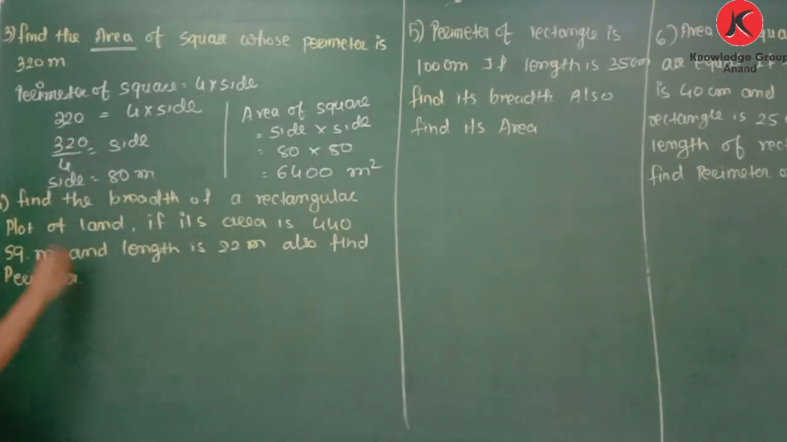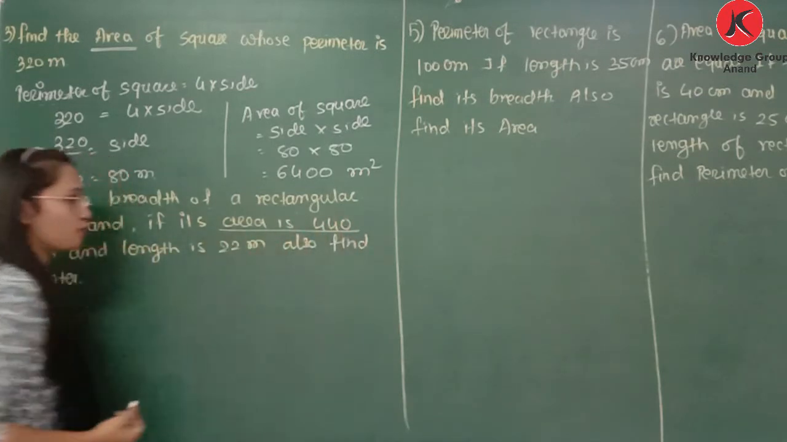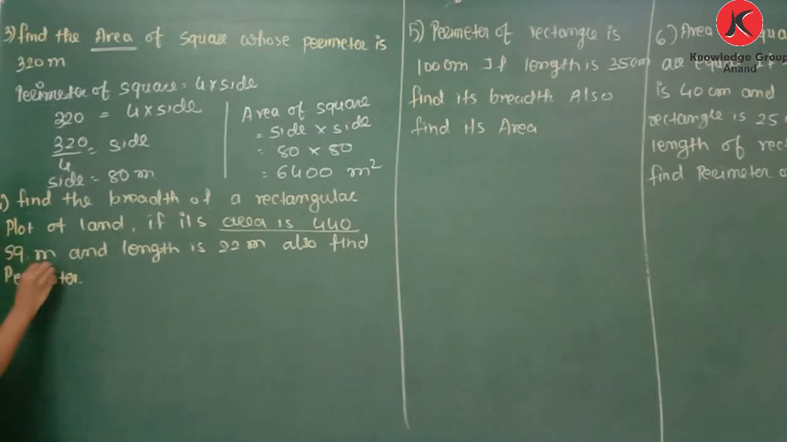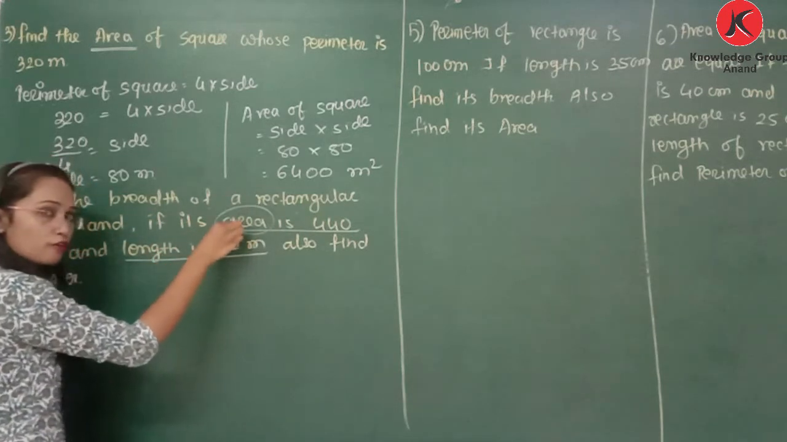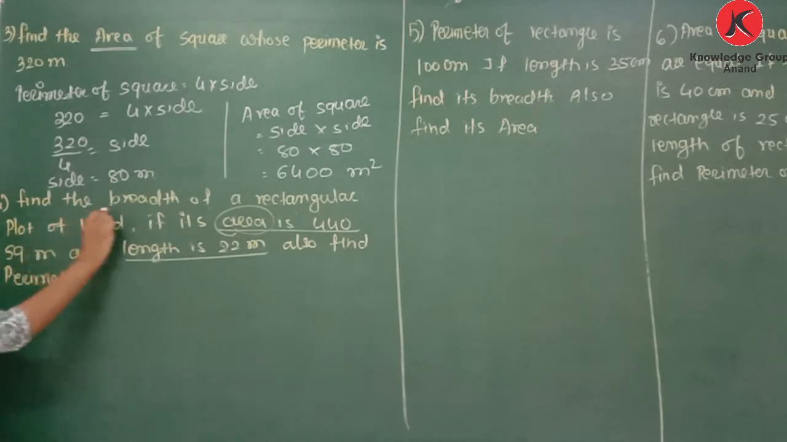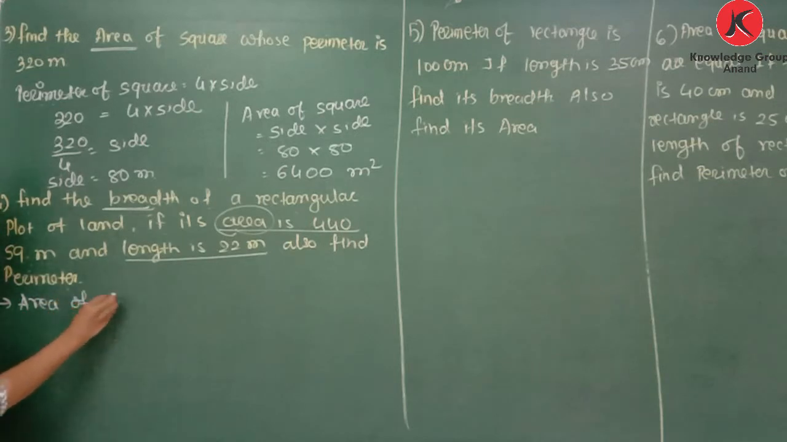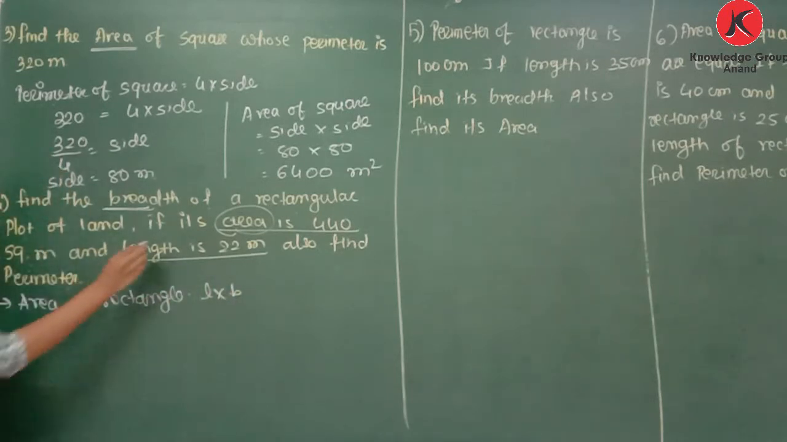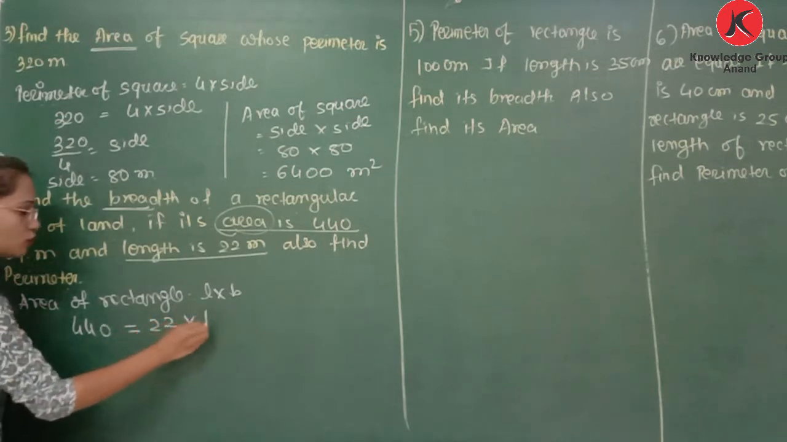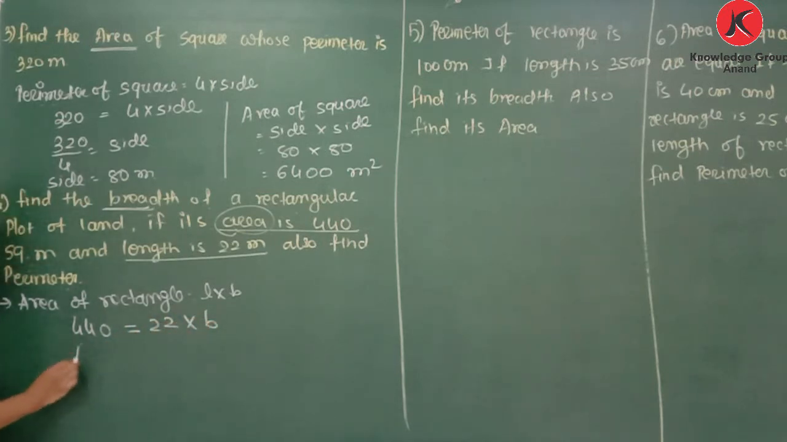Clear? Now next one. Find the breadth of the rectangular plot if its area is 440 square meter and length is 22 meter. Also find the perimeter. So the value of area is given. So from the value of area we find the breadth of the rectangle. So we can start: area of a rectangle, that is what? L multiplied B. But in the question area is given 440, length is given 22 and we need to find breadth. So take 22 in a divide.